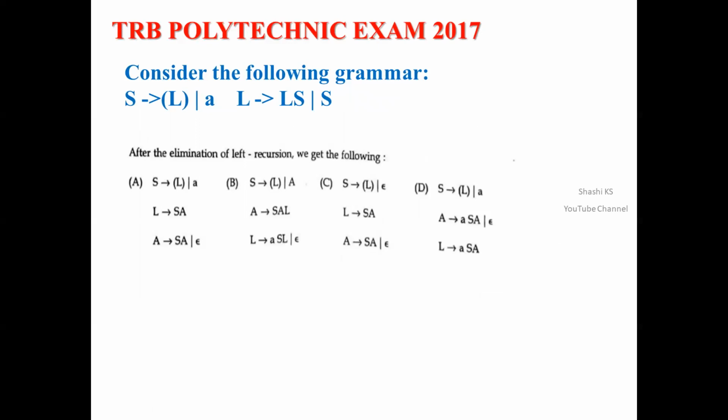Okay, the next question was asked in the TRB Polytechnic exam 2017 for 2 marks. They have given a grammar here and they've asked: after the elimination of left recursion, we get the following. So which will be the set of productions we will get after eliminating left recursion in this grammar.